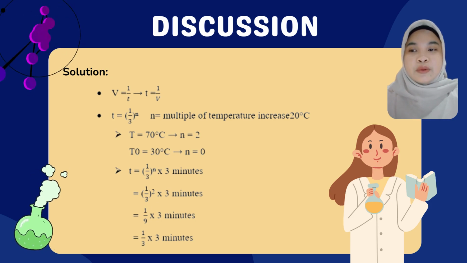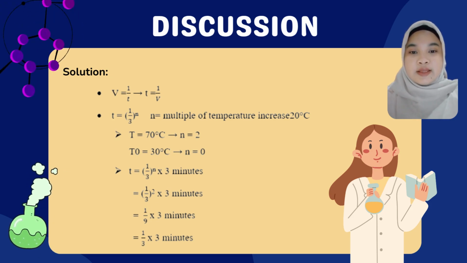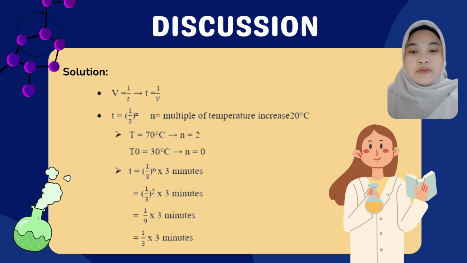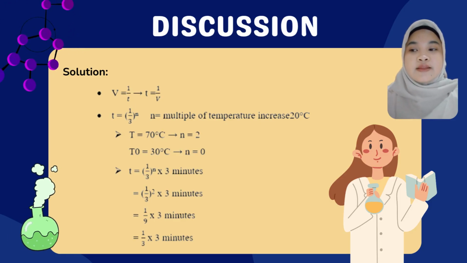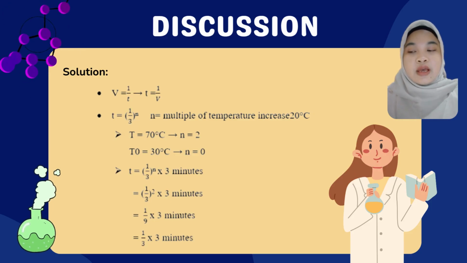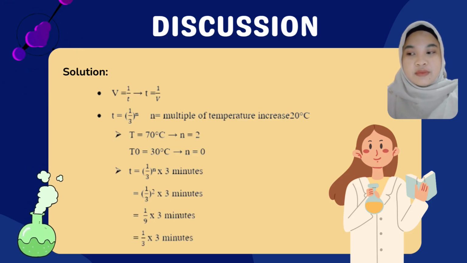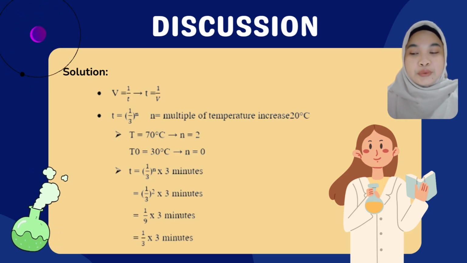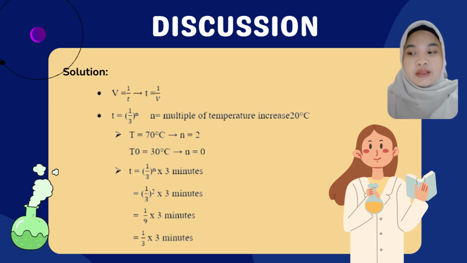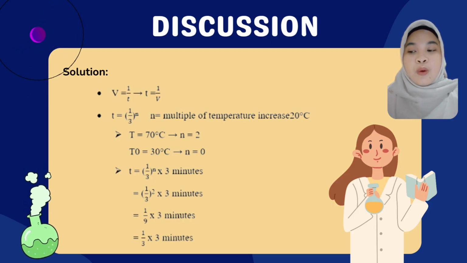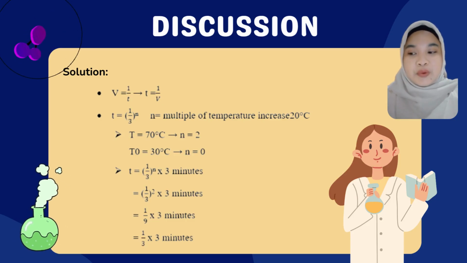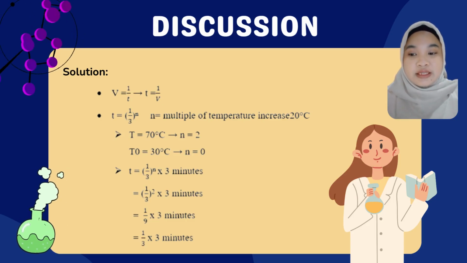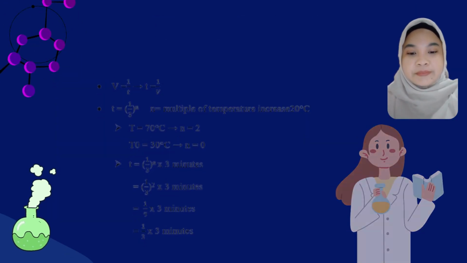N equal to the multiple of temperature increase, 20 degrees Celsius. T equal to 70 degrees Celsius. Become N equal to T minus T0 equal to 30 degrees Celsius, so N equal to 2. T equal to 1 per 3 to the power N times 3 minutes, equal to 1 per 3 to the power 2 times 3 minutes, 1 per 9 times 3 minutes, 1 per 3 times 3 minutes. So, the reaction time at 70 degrees Celsius is 1 per 3 times 3 minutes.